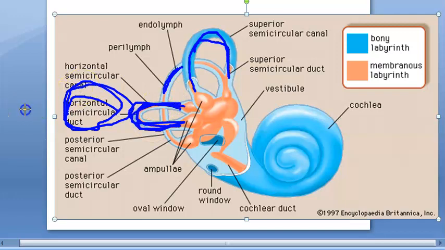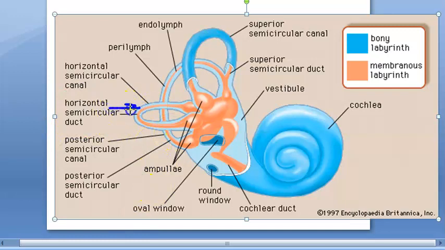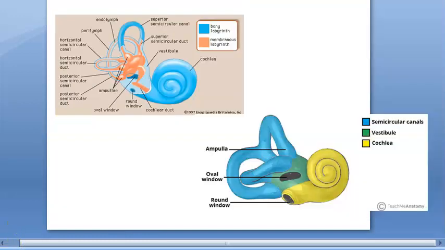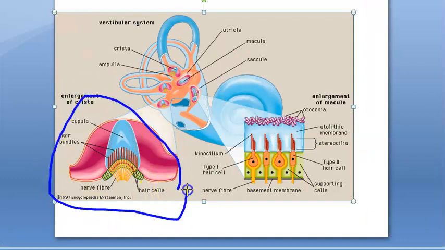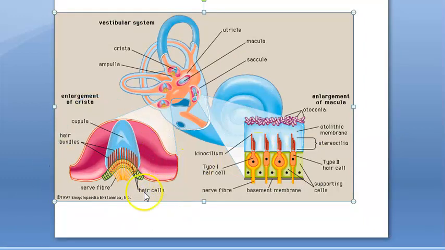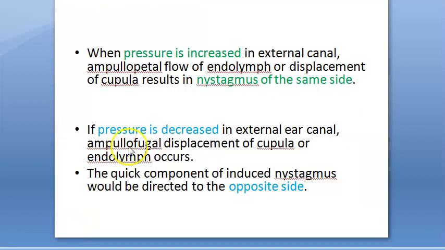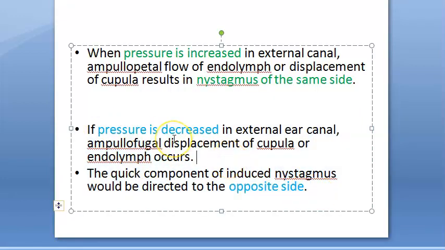When you put cold water here, this one will get affected, right? What is the sense organ here? This is the ampulla, with the crista ampullaris. Here you can see the hair they have shown, and this is the cupula. In the fistula test, you have already seen this part: whenever the pressure increases or decreases, there is displacement of the cupula or the endolymph, and there will be nystagmus in the eye.